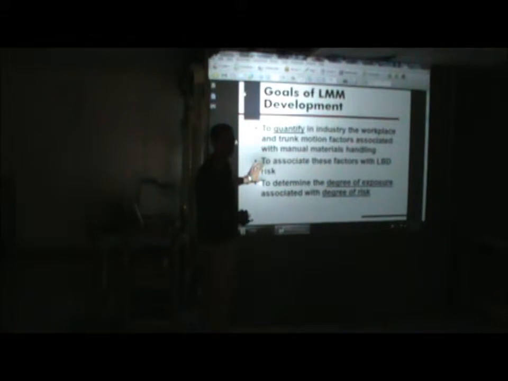Okay. So when they developed this, they went out and looked at over 400 different industrial jobs and collected over 100 different data points per job, and basically threw everything into this analysis model and tried to pull out what is predicting risk. They looked at the injury data for all of these 400-plus jobs and tried to figure out what is really driving the injuries: what workplace factors and what trunk motion factors impact risk.